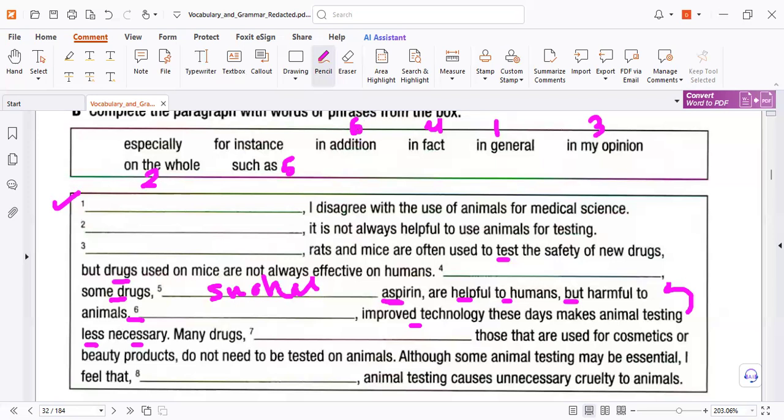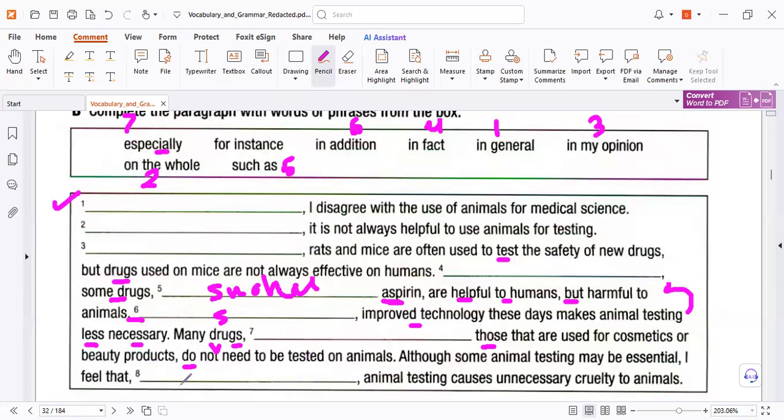Next one, number 7. Number 7, it must be "especially": for many drugs, those are beta products. So drugs subject need to be tested on animals. So here we have "especially" as an example. So this could be 8. It could be 7.